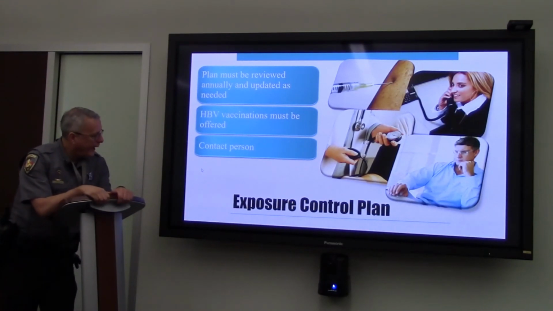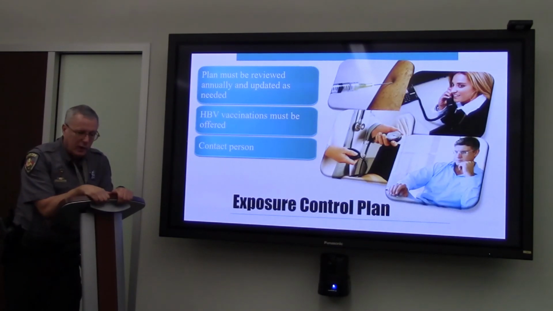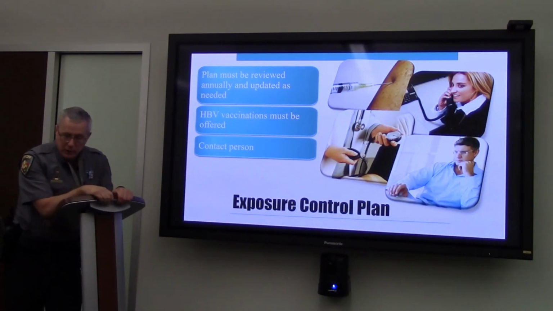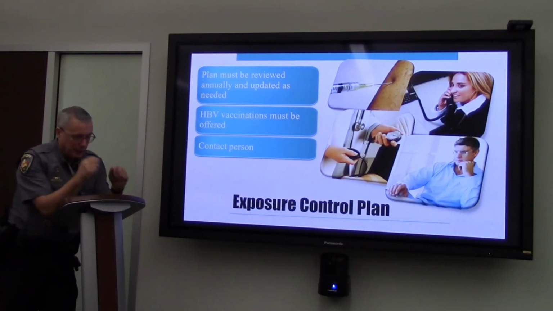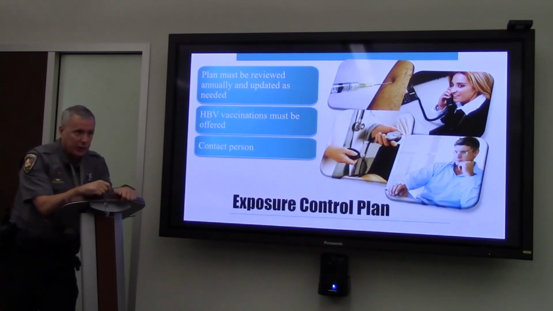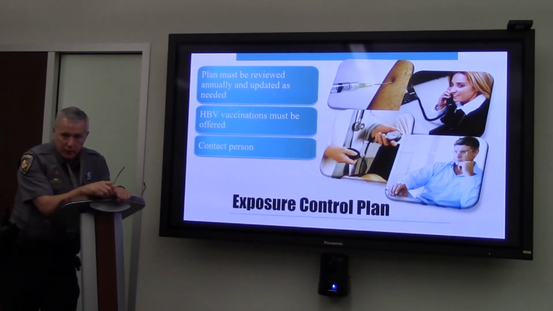But what has to happen is that if you have an employee who is exposed to somebody else's blood, body fluid, or any kind of potentially infectious material, there are 2 people who need to go see a physician. The employee has to go see a physician, and the person to whom they've been exposed has to go see a physician. And then we've got to make sure that those 2 physicians talk to each other and coordinate treatment.